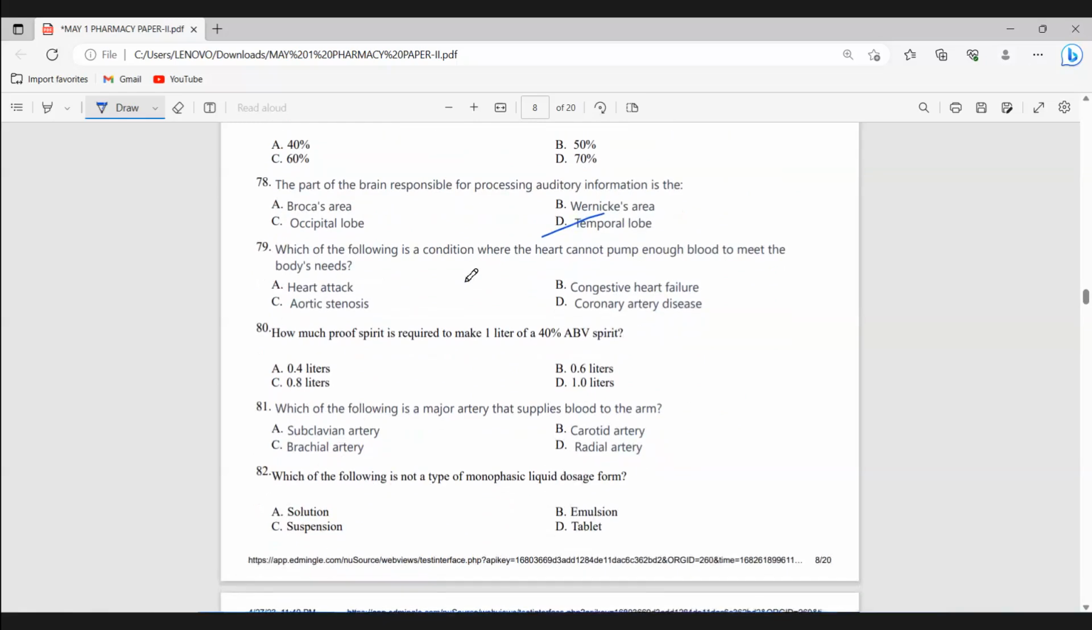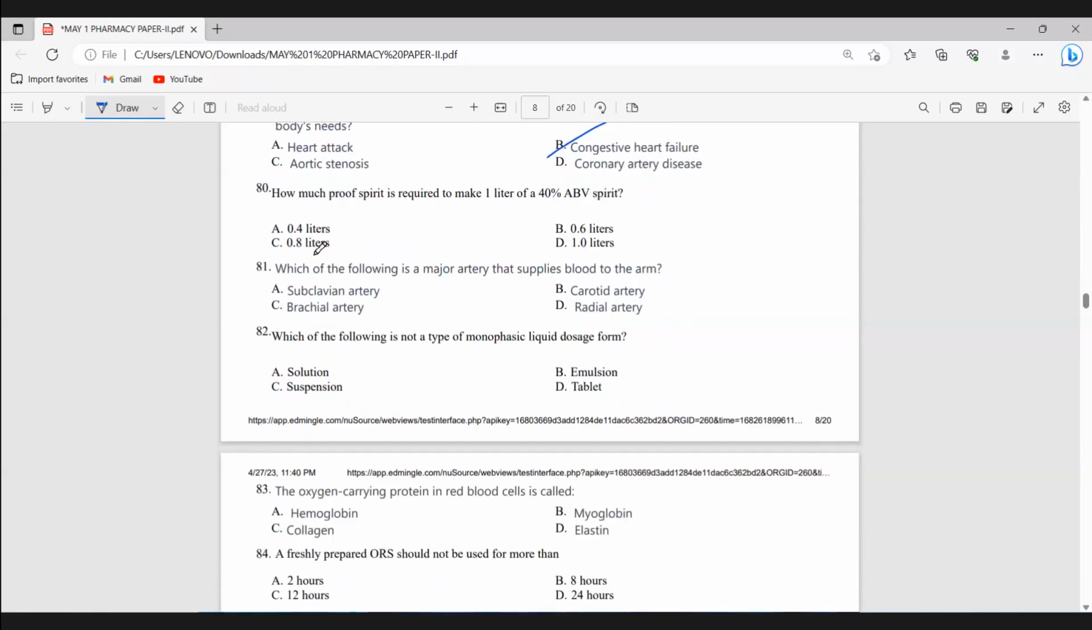Then 79, which of the following is a condition where the heart cannot pump enough blood to meet the body's needs? Congestive heart failure. I will give 80 also to you. Then 81, which of the following is a major artery that supplies blood to the arm? Subclavian artery.